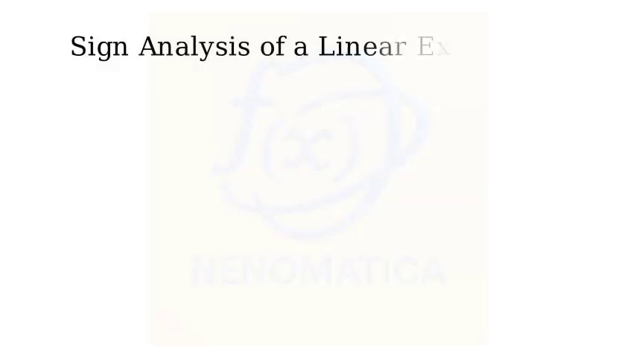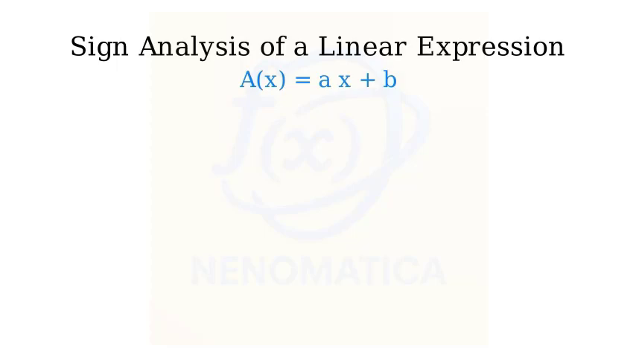In this lesson, we will learn how to analyze the sign of a linear expression, a equals ax plus b, and then apply the method to the example 2/3 x minus 1. Step 1. Find where the expression becomes 0. Solve the equation ax plus b equals 0 to get the root x naught equals negative b over a. This single point will split the number line into two regions.